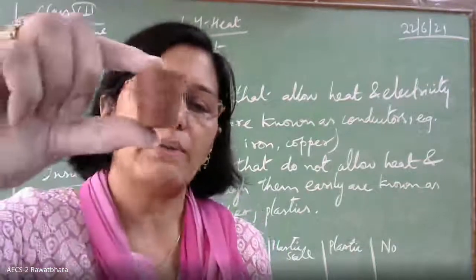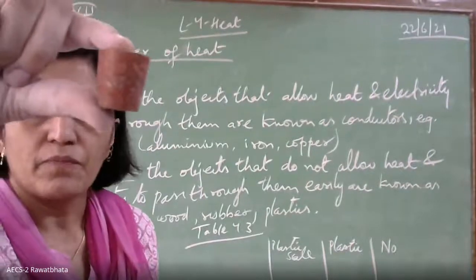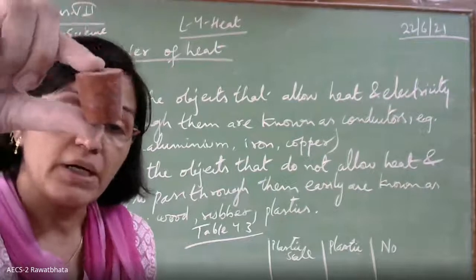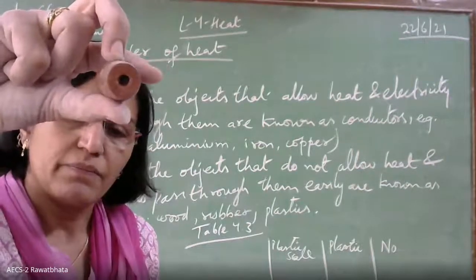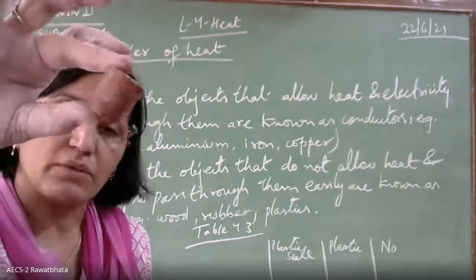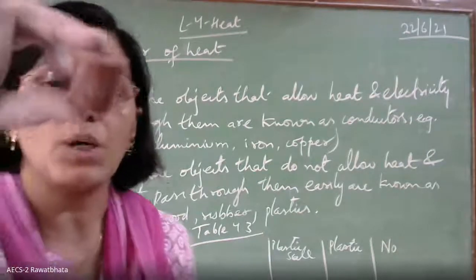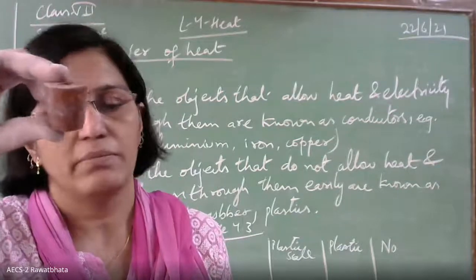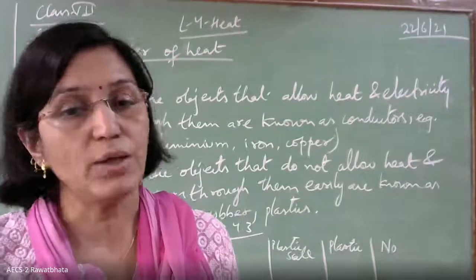And here what I'm showing you is actually a rubber cork. If you can recollect yesterday when I had shown you the laboratory thermometer, it was stuck on that thermometer. This is a rubber cork, C-O-R-K. The material it is made up of is rubber. And of course, it's an insulator, so the last column will say no.